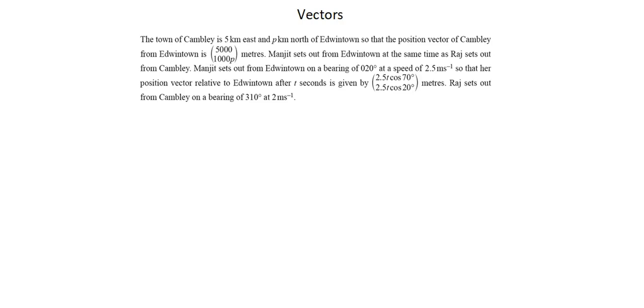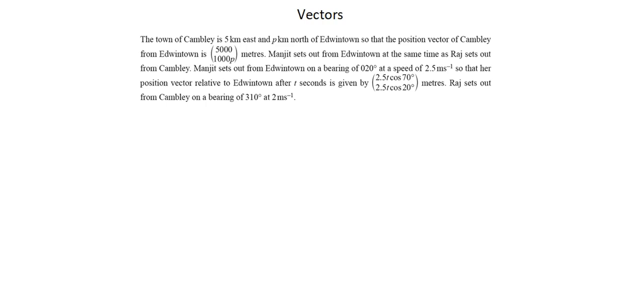Today we're looking at vectors, and we're going to work through a problem from the IGCSE paper 0606 from October 2016 regarding relative velocity and interception. We read our scenario. The town of Cambly is 5 kilometers east and p kilometers north of Edwintown, so that the position vector of Cambly from Edwintown is (5,000, 1,000p) meters.